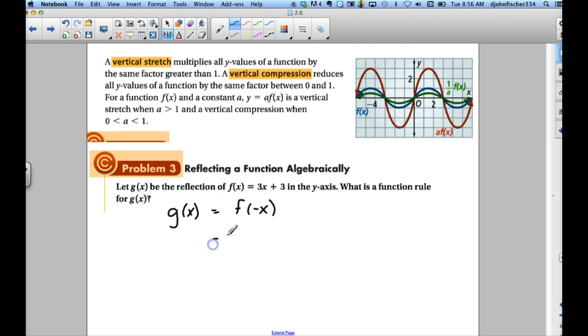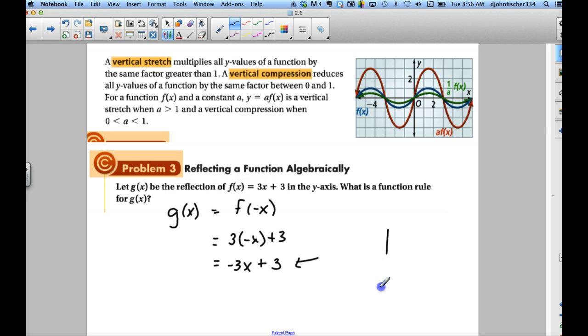Now if I put that in there, go up here and put a negative x in, I'm going to have 3 times negative x plus 3, which is equal to a negative 3x plus 3. So my reflection is this one. So that's the equation of the graph.